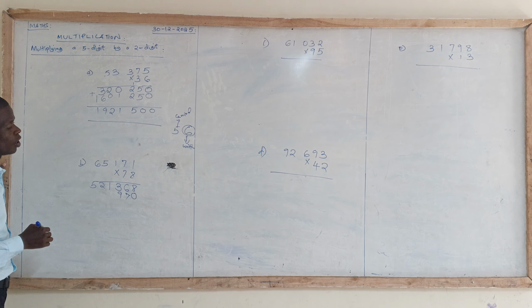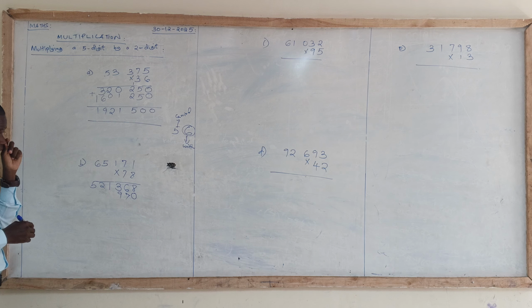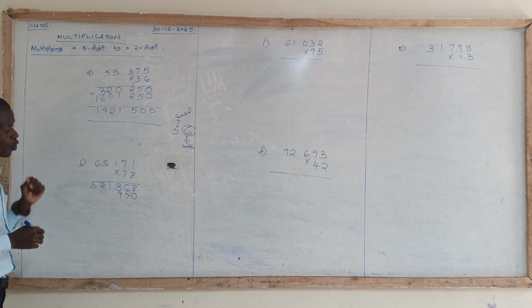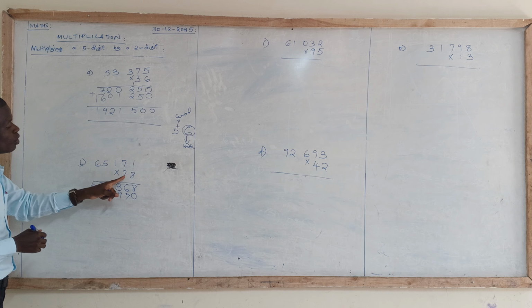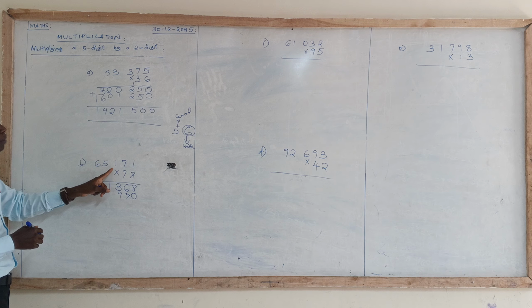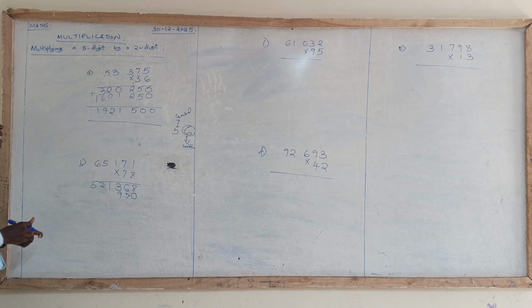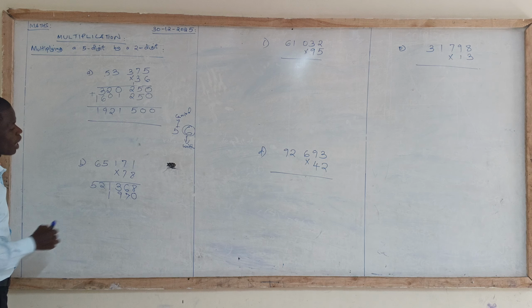We carry 4. 7 times 1, what do you have? That is now 7 plus 4 we carried. Remember, 7 times 7 was 49, we carried 4. So 7 plus 4, what do you have? That is 11. We write 1, we carry 1.